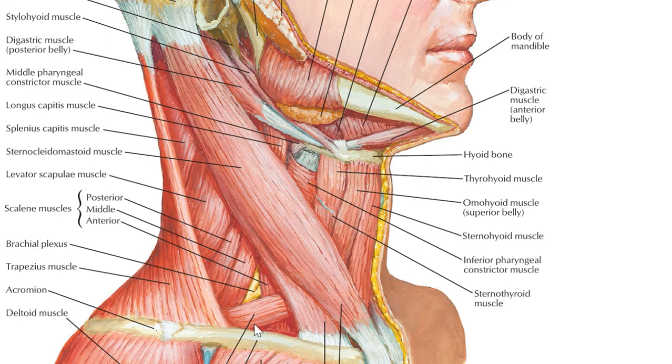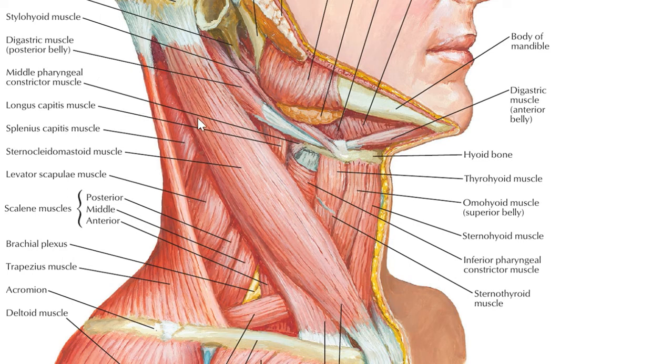Superiorly, it is bounded by the inferior border of the inferior belly of the omohyoid, and inferiorly it is bounded by the clavicle mid shaft, and anteriorly it is bounded by the posterior border of the sternocleidomastoid muscle. This is the smaller triangle. And the rest of the bigger triangle is this occipital triangle.